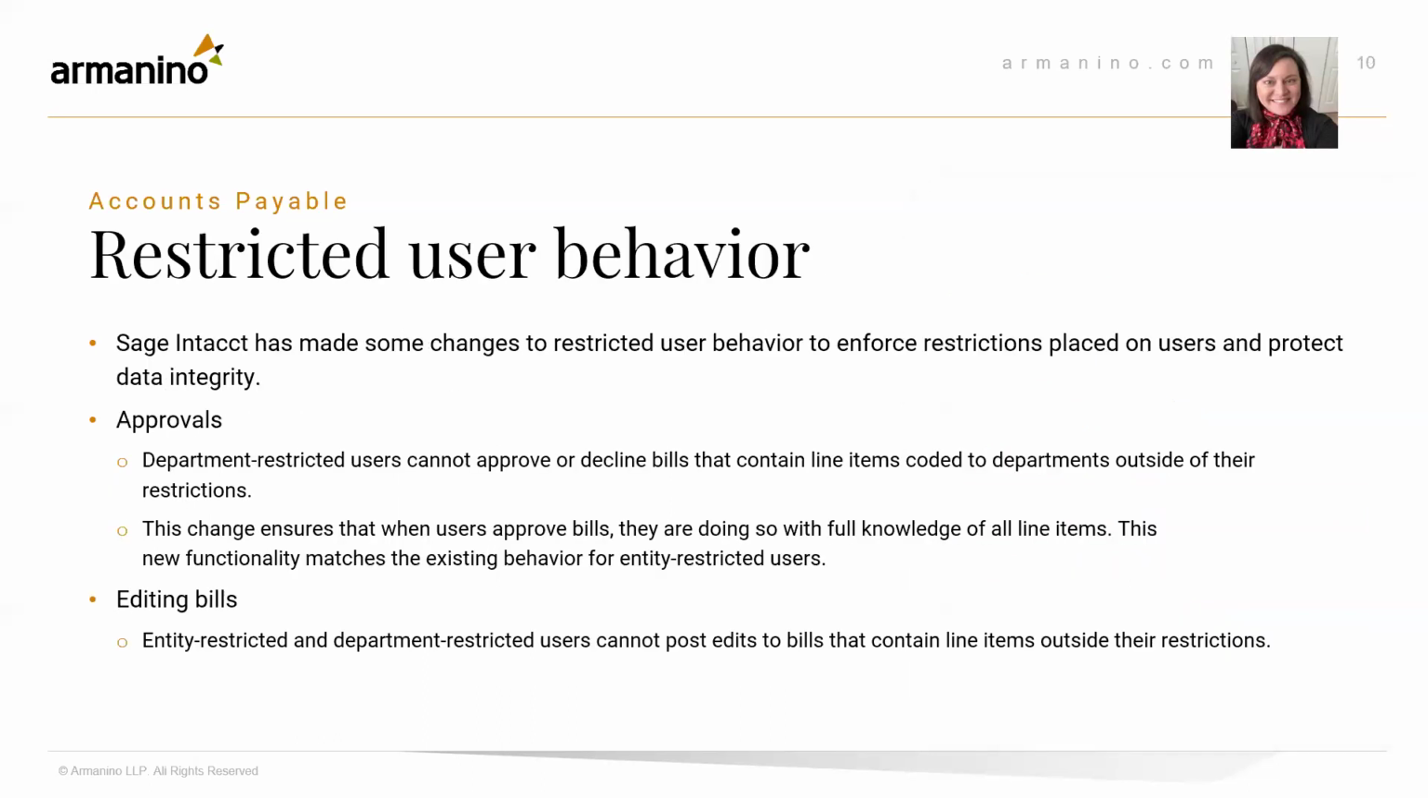All right, restricted user behavior. Intacct has made some changes to restricted user behavior, and this enforces restrictions that are placed on users, and it helps protect data integrity. Within approvals, department restricted users cannot approve or decline bills that contain line items that are coded to departments outside of their restrictions. This change does ensure that when a user approves a bill, they are doing so with full knowledge of all of the line items associated within the bill.